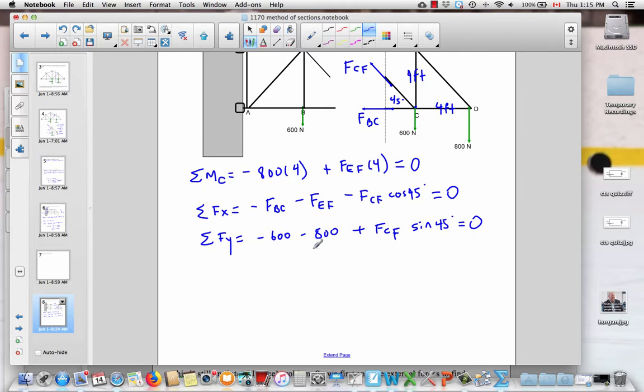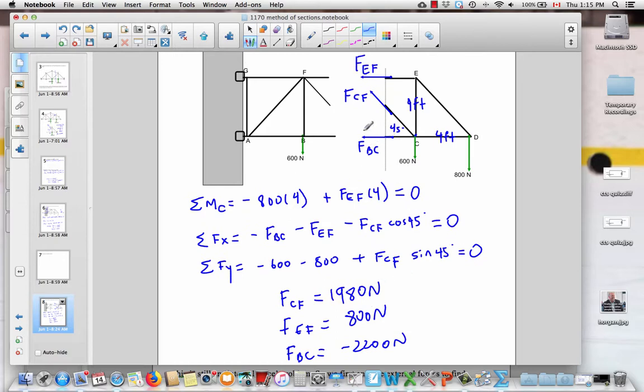Okay, so these equations solve pretty easily because you can get the CF just from this equation. You can get the EF from this, plug it back in and solve. You should find the CF force that we're looking for is 1980 newtons, so it is really in tension. Then the EF force works out to 800 newtons. And then the BC force is actually in compression. It's minus 2200 newtons.